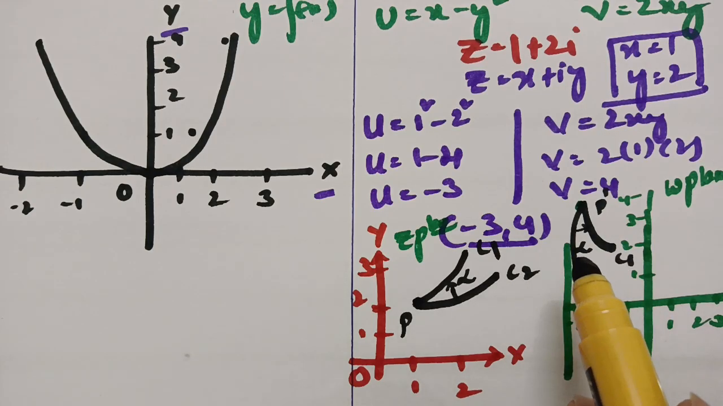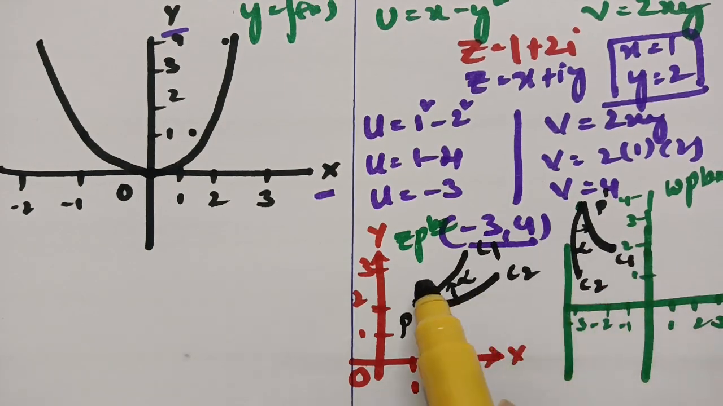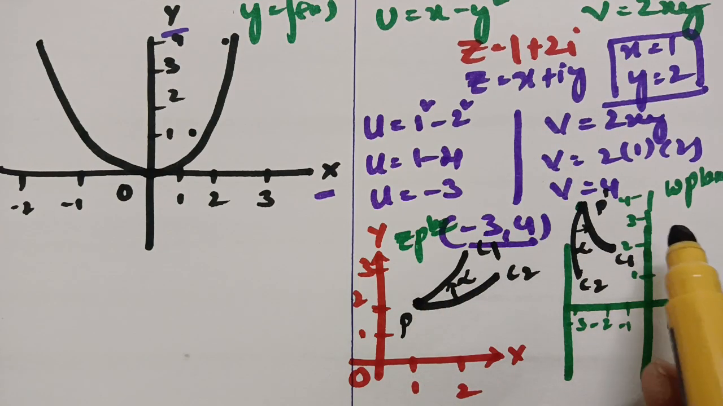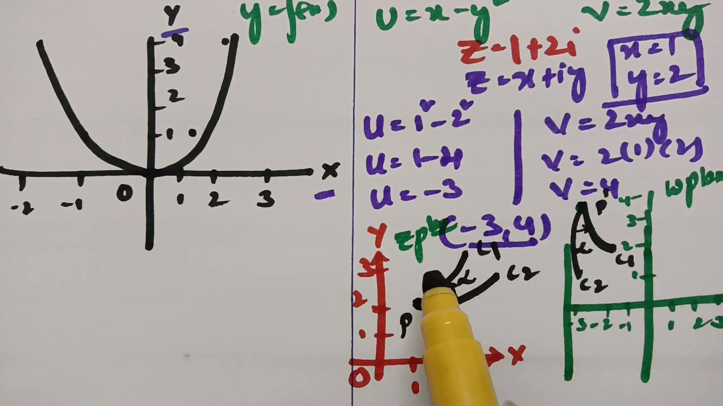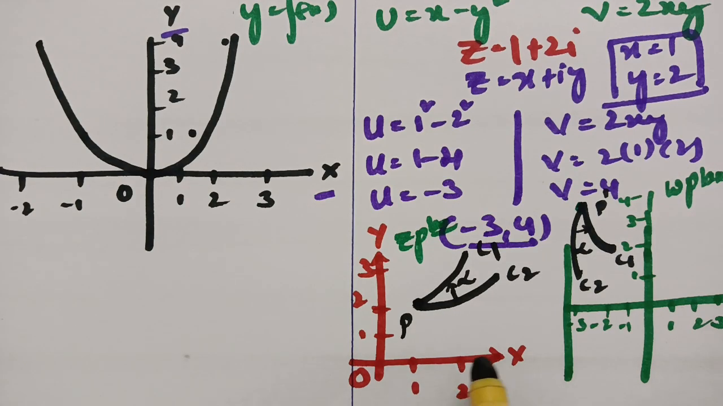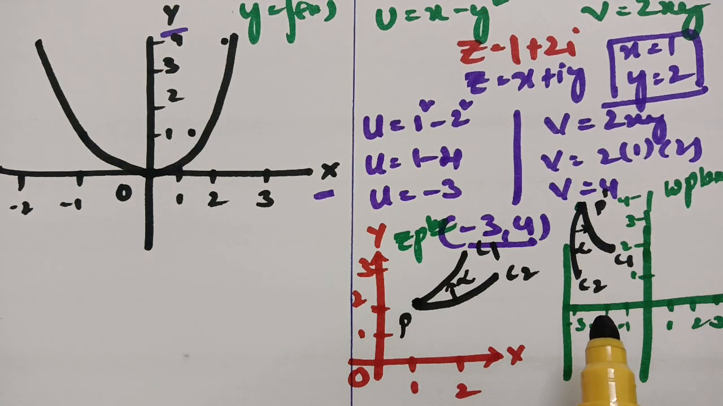So there is a one-to-one correspondence between the Z plane as well as the W plane, and therefore the points in the W plane will act as images of the Z plane. Clear? And this is the mapping. The mapping is represented as Z equals X plus iY in the Z plane, and the correspondence W equals U plus iV in the W plane. This is the graphical correspondence between the two planes, and this is called mapping or transformation.